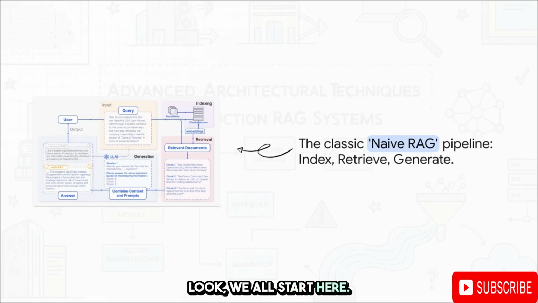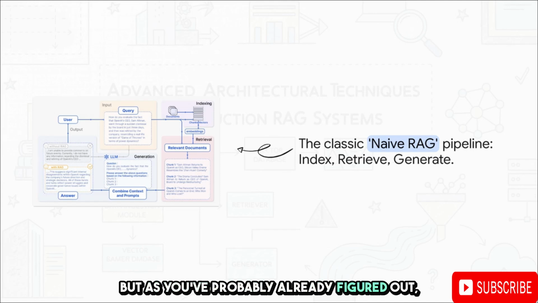Look, we all start here. It's RAG 101, the classic index, retrieve, and generate pipeline. You chunk your docs, you embed them, and you pull the top K results. It's a solid foundation, for sure. But as you've probably already figured out, it starts to show cracks really quickly under a real production load.